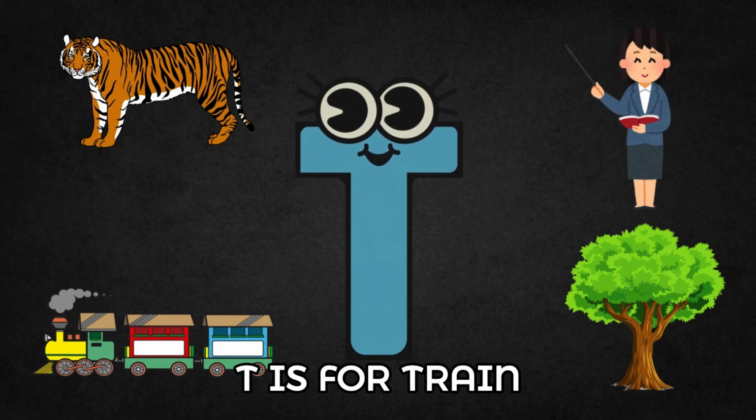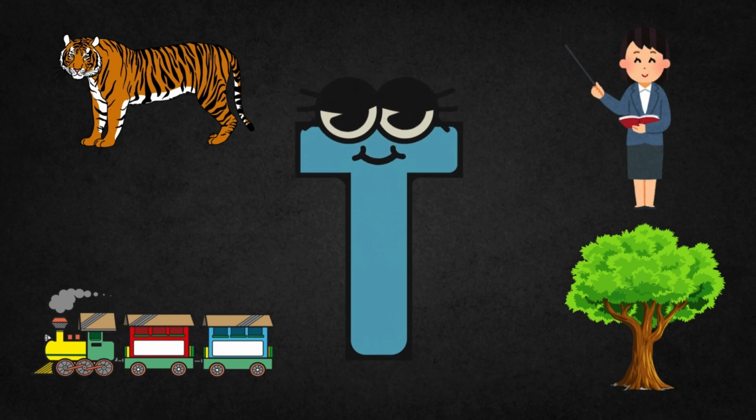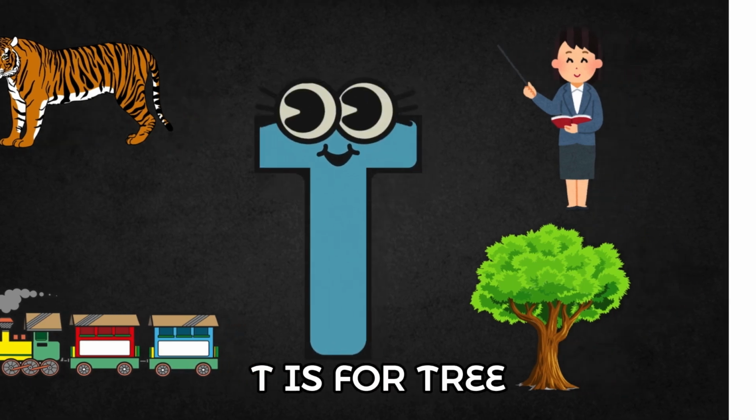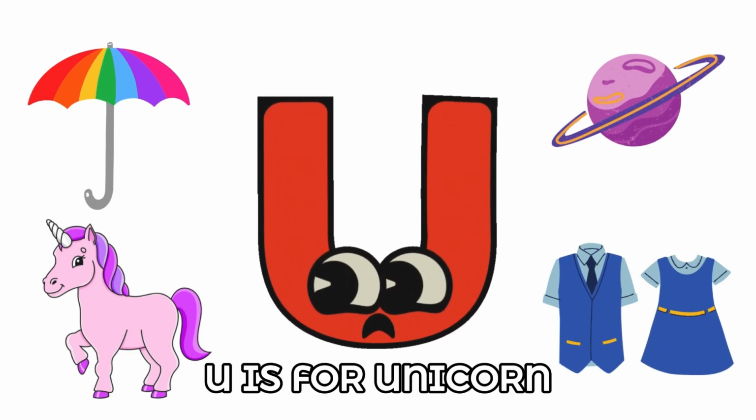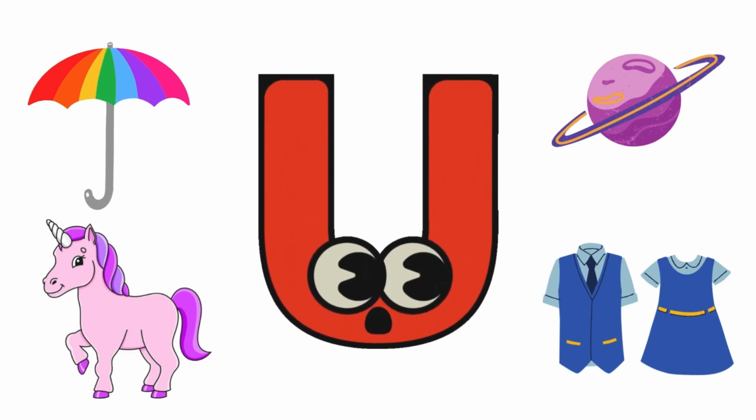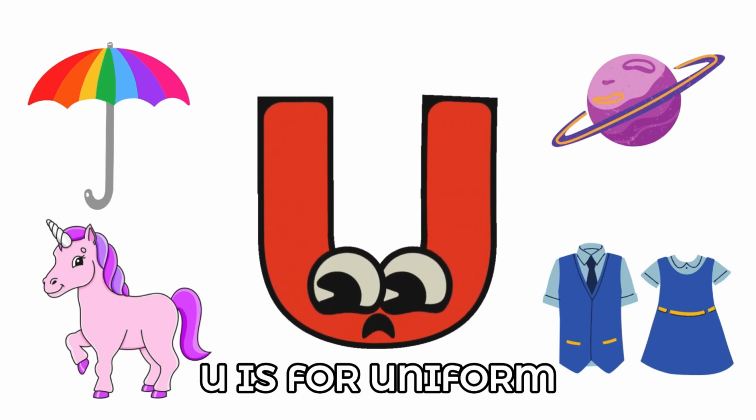T is for train. T is for teacher. T is for tree. U is for umbrella. U is for unicorn. U is for universe. U is for uniform.